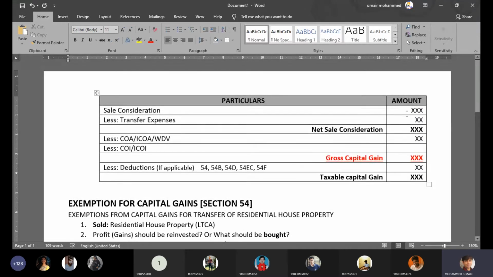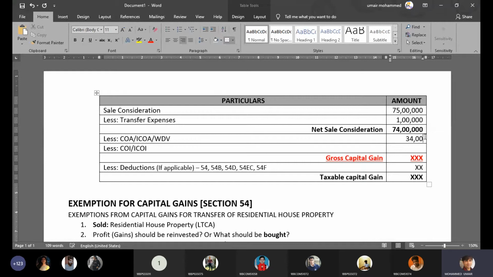Let's fill this up. Let's assume that I have sold an existing house for 75 lakhs, and expenses on transfer is 1 lakh. So this is my net sale consideration. Let's assume my indexed cost of acquisition is 34 lakhs. There is no improvement as such, so improvement is nil, right? And the profit I've made from this is 40 lakhs.